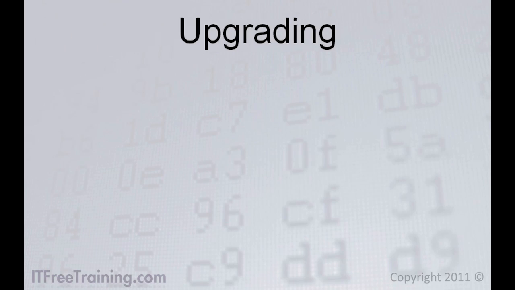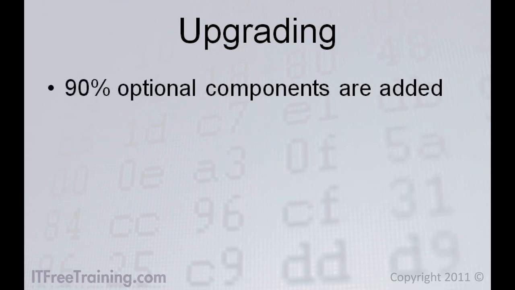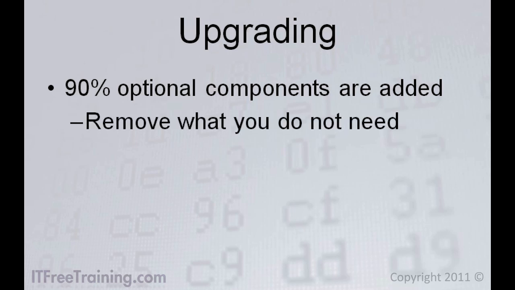If you have an existing Windows Server 2003 ISS install, you may want to consider doing an in-place upgrade. If you do perform an in-place upgrade, keep in mind that 90% or more of the optional components in ISS are installed automatically with the upgrade. For this reason, after the upgrade, it is a good idea to go into Server Manager and remove the components that you do not need. Microsoft does this to maximize the success of the upgrade.